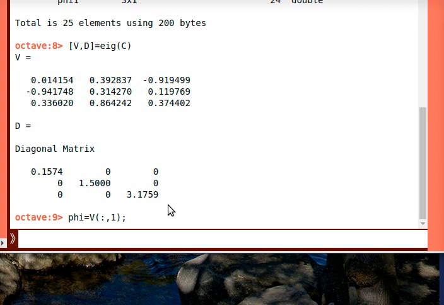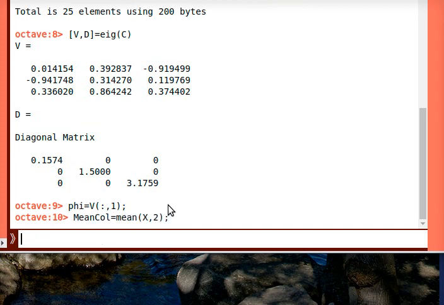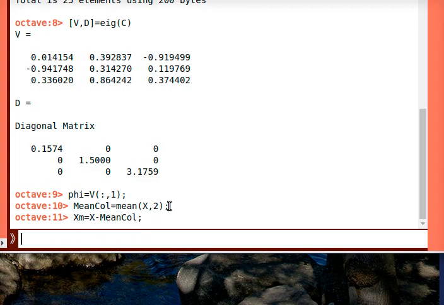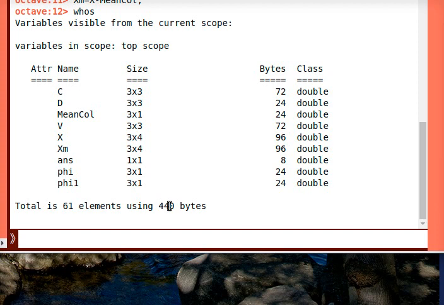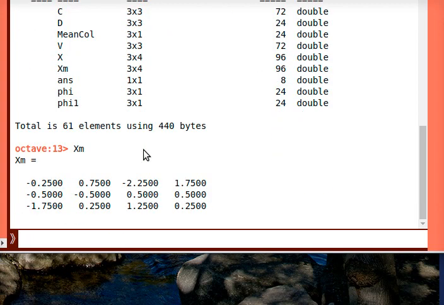Let's see, should we go ahead and mean subtract? Mean column is equal to mean of x, and then take xm equals x minus mean column, and I can double check everything. xm is 3 by 4, that is the mean subtracted data. In fact, I can take a look at it. Good. Oh gosh, I'm giving away all the problems.